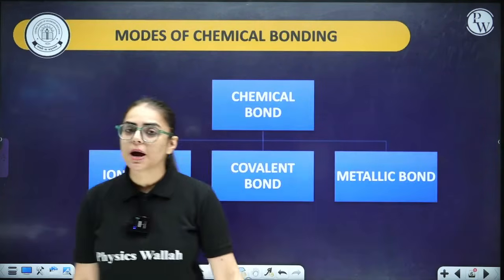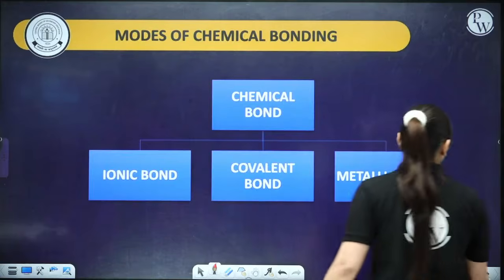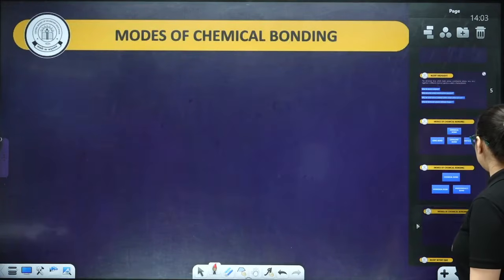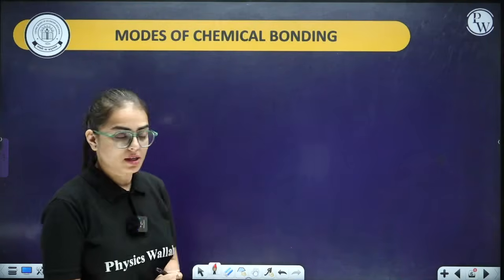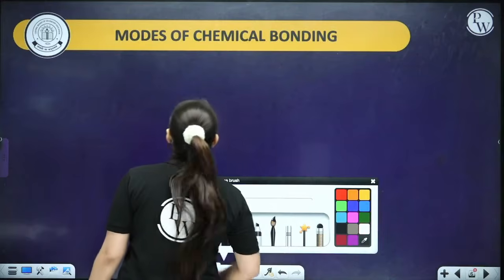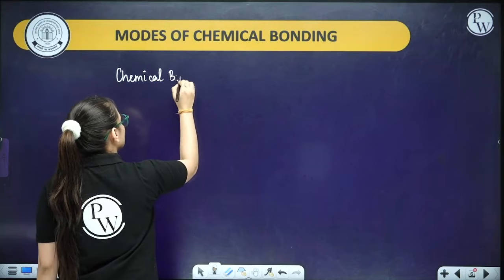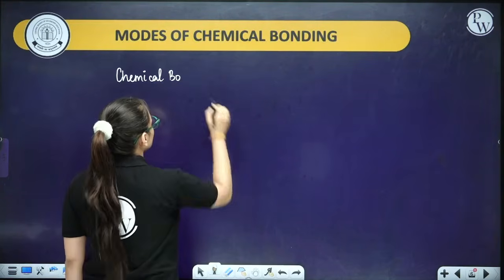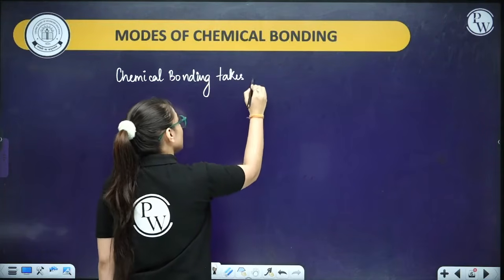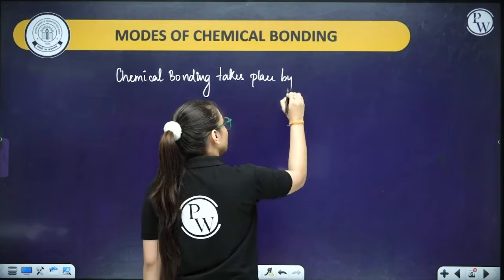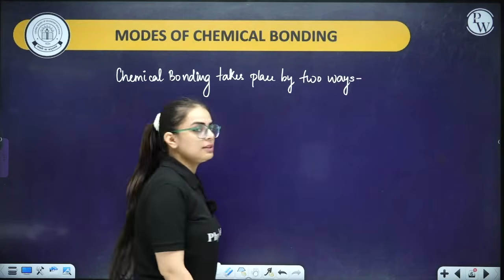Now, starting with the very first part, what is a chemical bond? Before the types of bonds, let us understand the modes of chemical bonding. How does chemical bonding take place? Chemical bonding takes place in two ways.